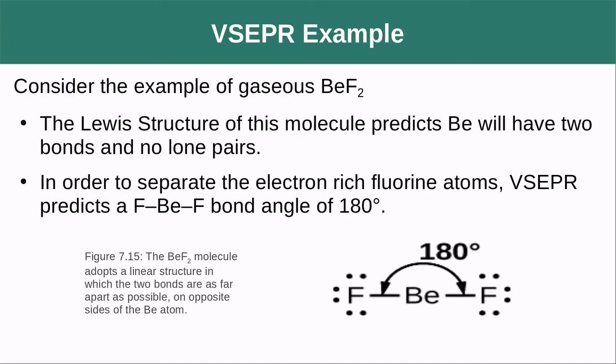Let's look at an example. The Lewis structure of this molecule predicts that beryllium will have two bonds and no lone pairs. In order to separate the electron-rich fluorine atoms, VSEPR predicts that we're going to have a linear arrangement with 180 degrees between them. In practice, we would see that this is actually true. We're just going to place these two fluorines as far apart as possible.